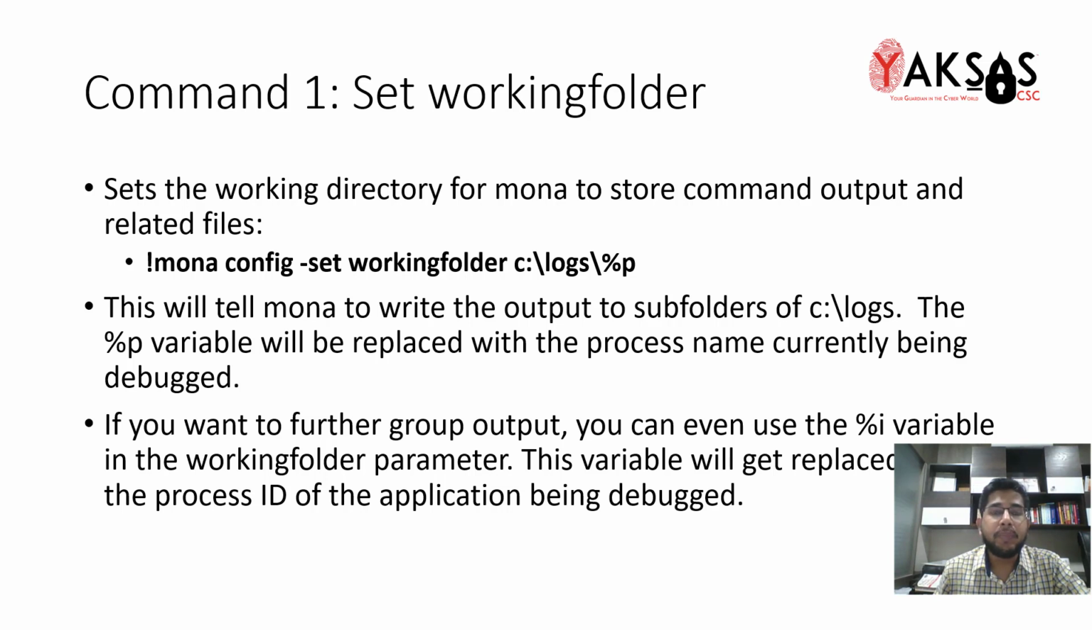And if you want to further group the output of Mona library, you can use the %i variable along with %p, and this variable will get replaced with the process ID of the application that you have opened in Immunity Debugger. So let's see this command in action.